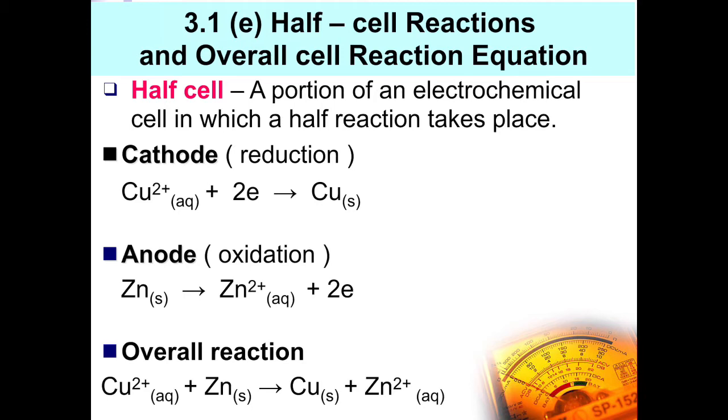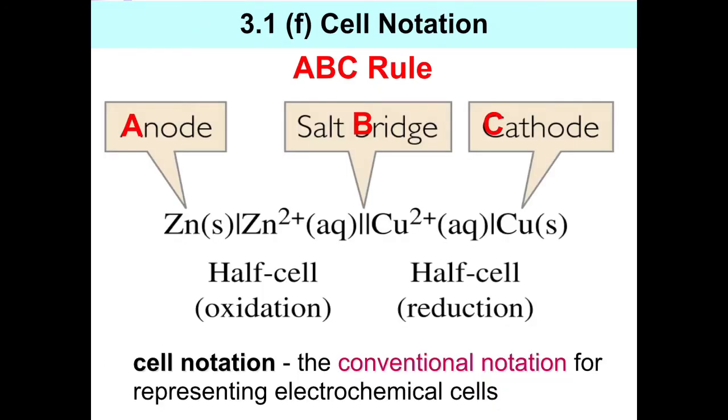We can also write the overall cell reaction into a cell notation. To write the cell notation, we must first know the ABC rule, where the equation at anode is represented first, followed by a double line representing the salt bridge, and followed by the equation at the cathode.